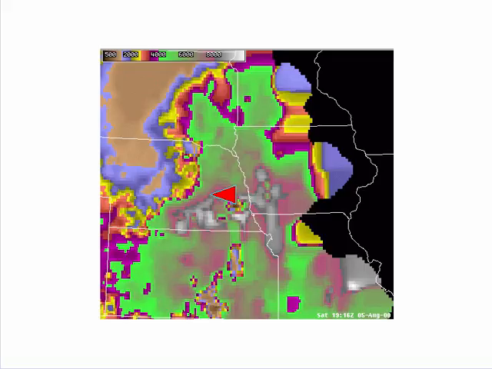Therefore, you get somewhat higher than realistic CAPE values whenever you're very close to clouds like that. So that's just a word of caution. But if we go away from those clouds, we will see some values that are more realistic here, around 5,000 or so joules per kilogram of CAPE.